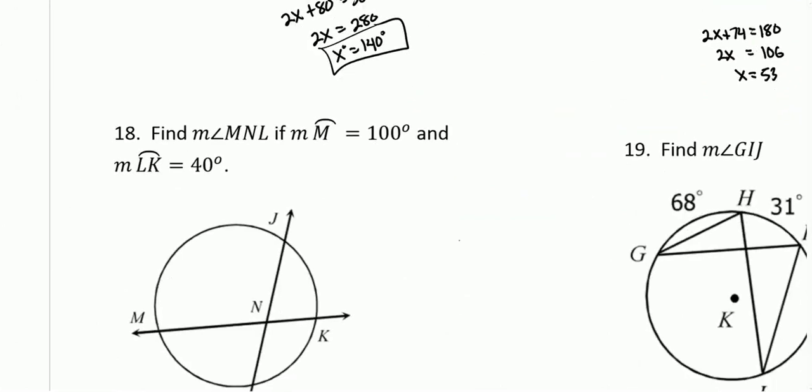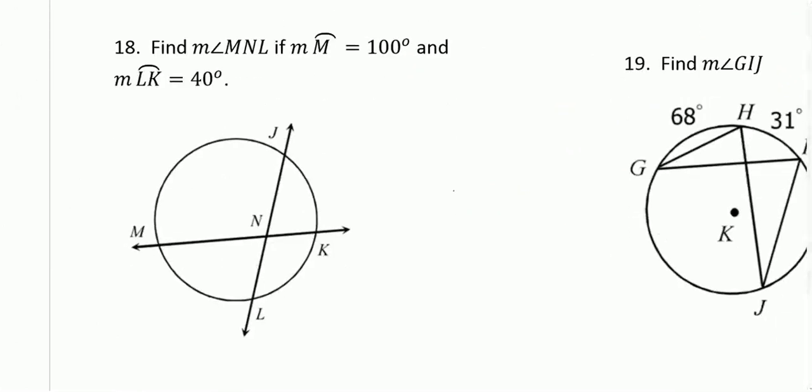Number 18. Find the measure of angle MNL. Okay, so this angle here, if the measure of MJ is 100 degrees and the measure of LK is 40 degrees. So MJ, sorry, that's 100 degrees. I read it wrong. And LK is 40.